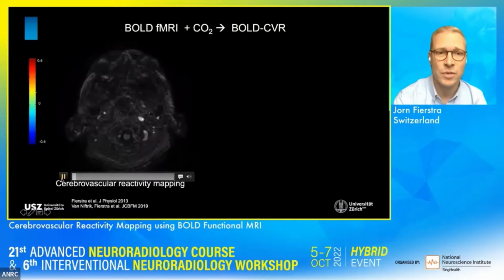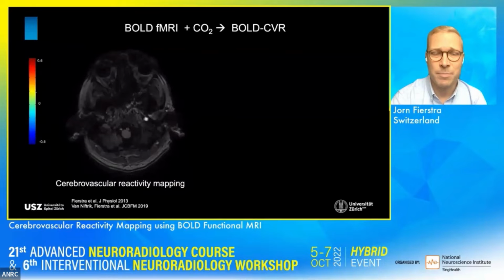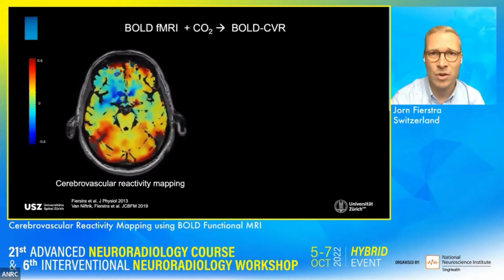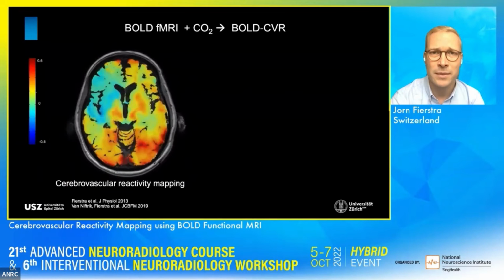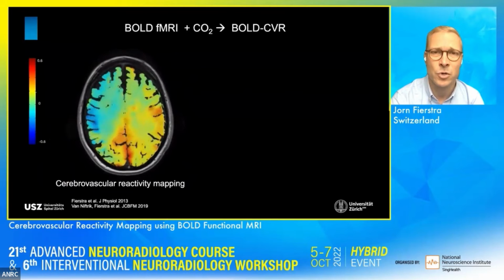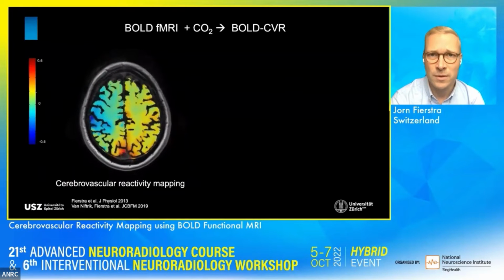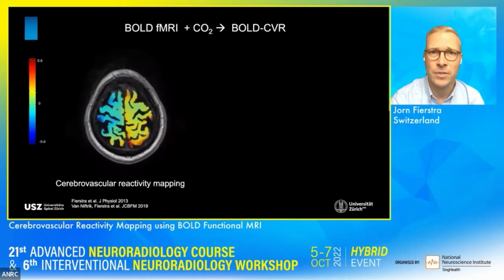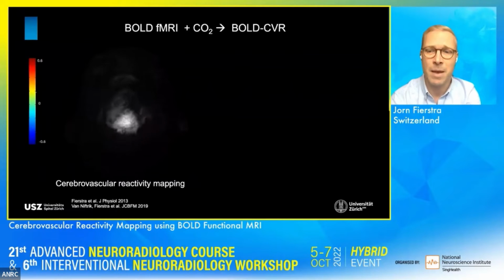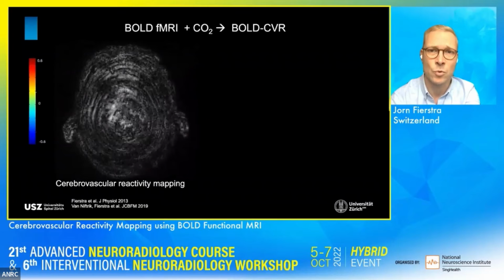So this movie shows you the BOLD scan in the patient with carotid occlusion on the right side. Normal CVR, so normal reactivity would be red, abnormal would be blue, and you see the right hemisphere in this symptomatic patient with carotid occlusion on the right side shows exhausted cerebrovascular reactivity, so impaired cerebrovascular reactivity on the right side. This is the mapping of the BOLD with CO2.